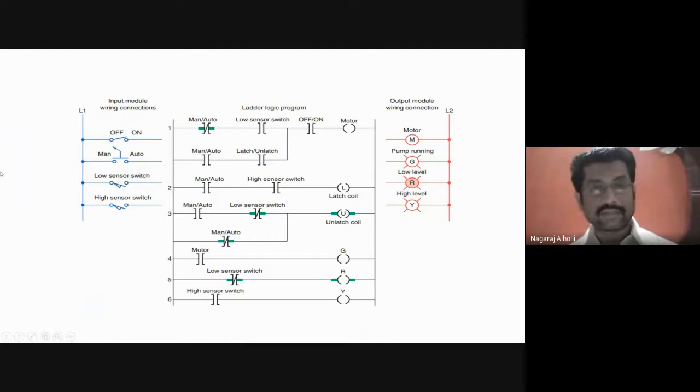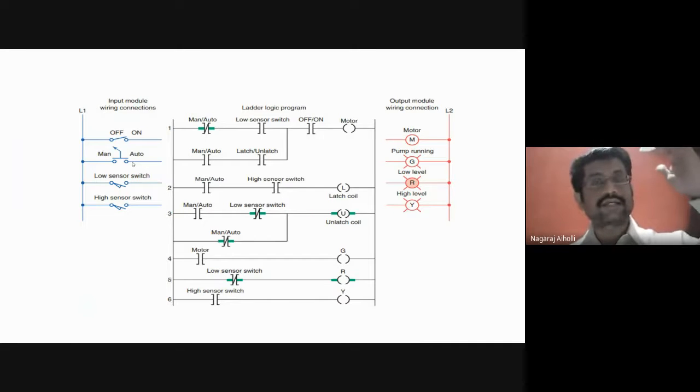This is normally open, the manual or auto mode, so we are releasing this. After releasing also, we still get whatever previous output we had got, even after the manual or auto switch has been released. Now just try to imagine here.